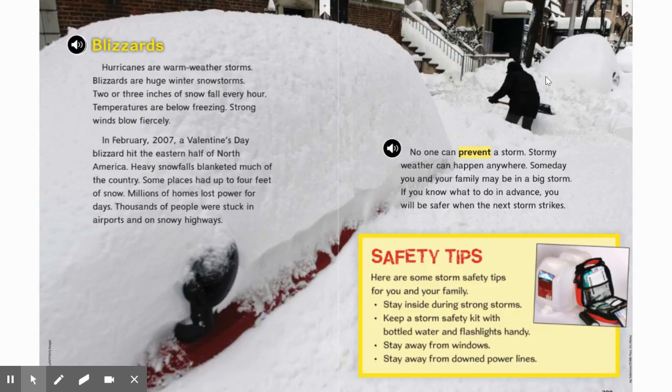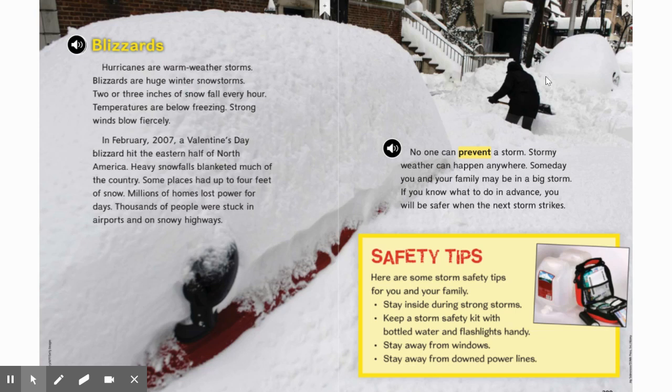The next type of wild weather that the author teaches us about is, you guessed it, blizzards. And this page is also the page where we found our answer to yesterday's discussion post. The Valentine's Day blizzard hit February 2007. What are blizzards? Well, I definitely see snow. So blizzards are huge snowstorms, winter snowstorms. So not only does it snow, but the wind blows, making the snow blow into the air, making it hard to see. People can get stuck in airports and on snowy highways.